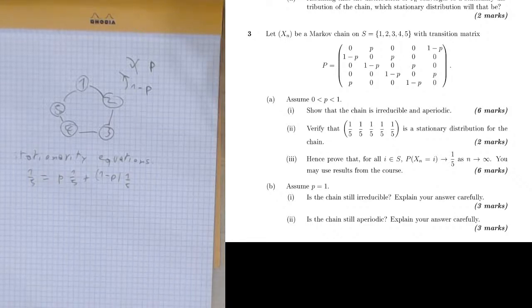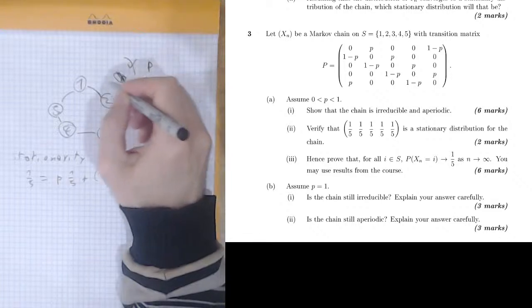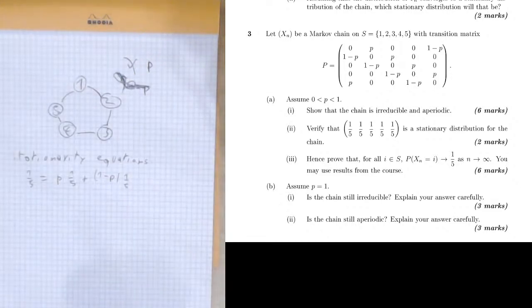Next question. Assume that P equals 1. Is the chain still irreducible? So if P equals 1, basically we don't have this anymore. We only go this way. So it's not exactly a Markov chain anymore because it's not random. We're deterministic, but that's fine. Is the chain still irreducible?